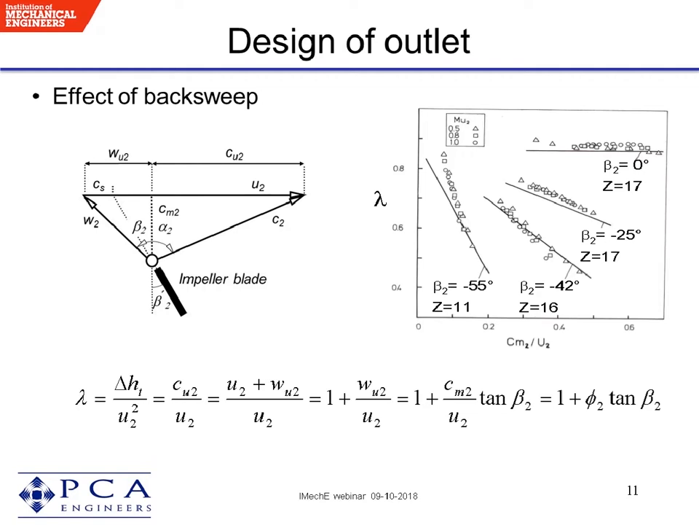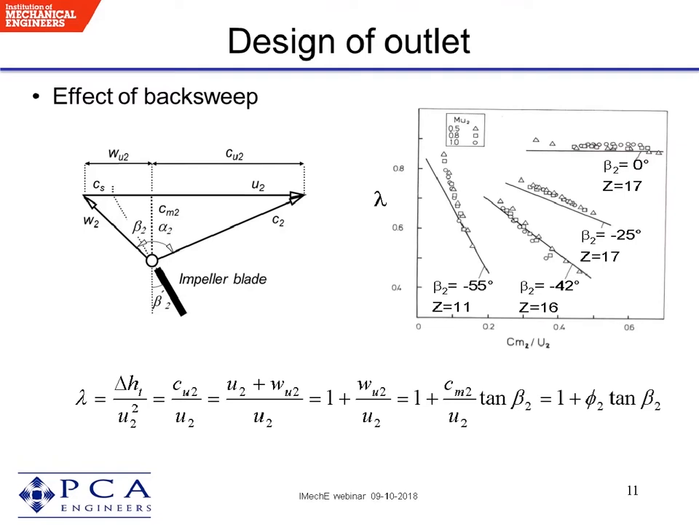And the Euler equation, which is given here again in a different form, can be rearranged to give you an equation which is linear in the flow coefficient at impeller outlet. And here the plot on the right-hand side shows the work coefficient for different impellers with different back sweeps. Back sweep is how much the impeller blade is leaning backwards against the direction of rotation at outlet.